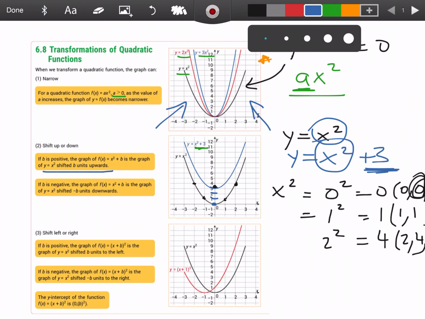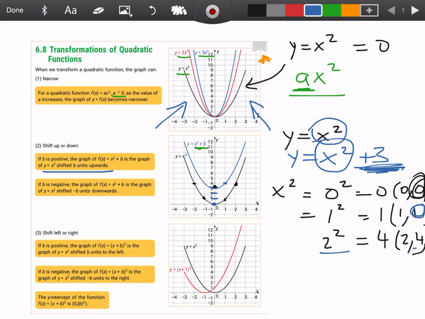I'll do it in blue. If it's 1 and I add 3, like the function tells me, it would be 1, 4, which is there. And you can see it. 2, when I sub in 2, I end up with 4. But if I add 3 to that, it'll become 7. So it's 2, 7. And that point is there.